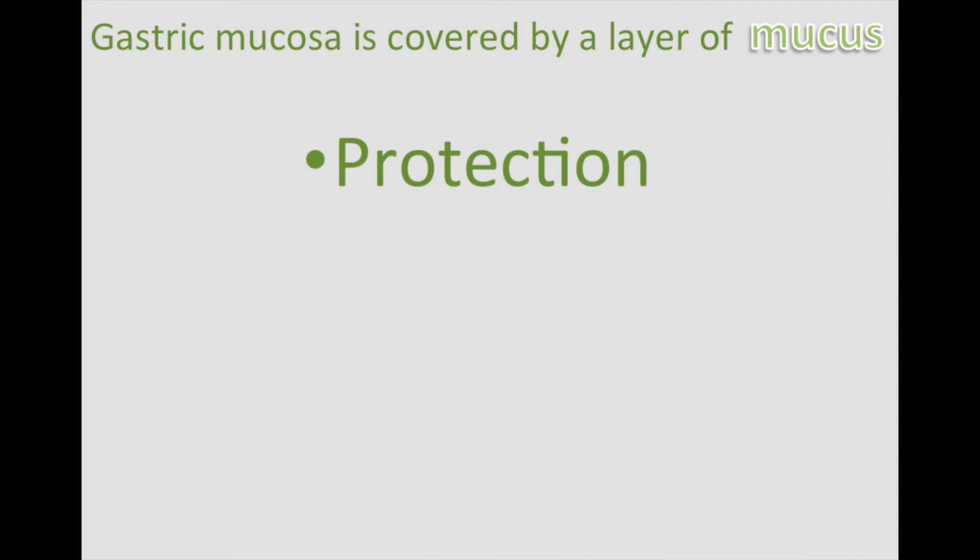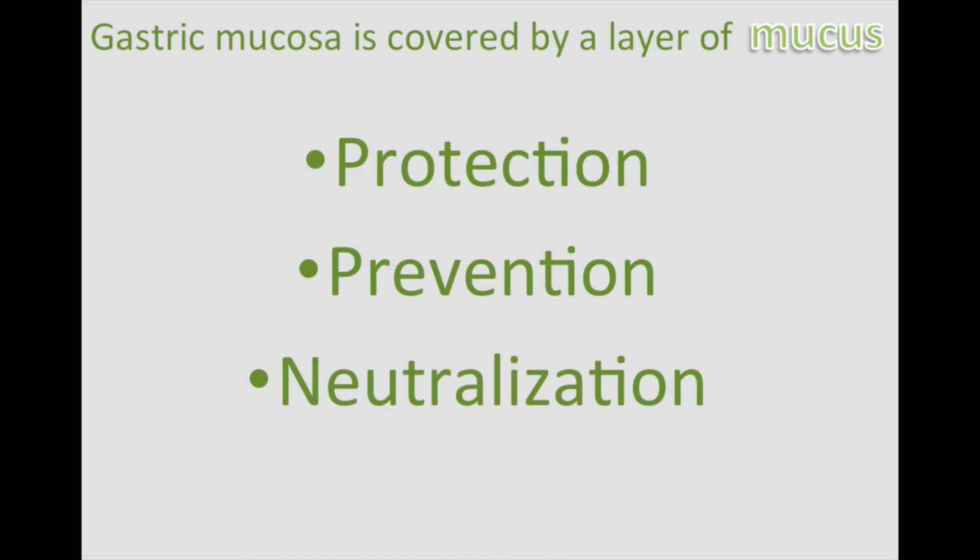So the gastric mucosa is actually covered by a layer of mucus. Yum. This mucus serves as a protective coating that prevents the strong acid and proteolytic enzymes from destroying the stomach. It also prevents self-digestion of the stomach since pepsin is inhibited when coming into contact with the mucus. And finally, it also neutralizes the HCl in the vicinity of the gastric lining.